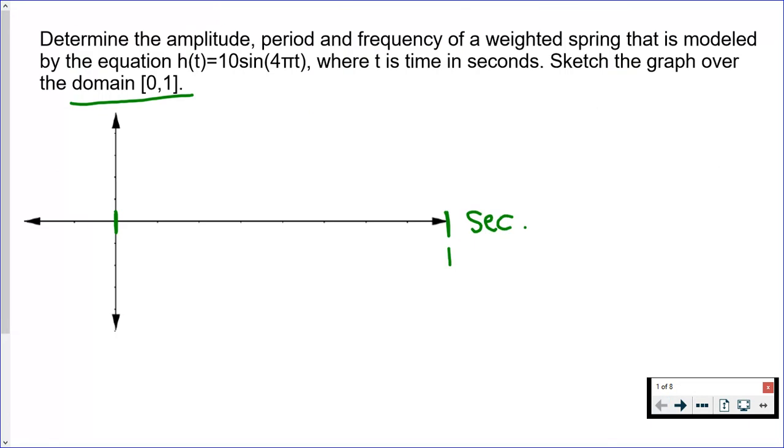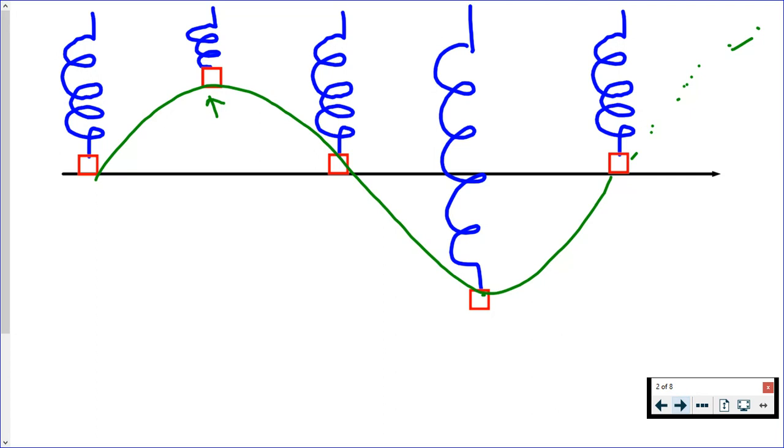So now we're actually going to graph the function, and it should look similar to what I just drew with the springs. First thing we're going to find is the amplitude. That should be easy. It's just your A value in front. The amplitude is 10. That means the graph is going to go up to a y value of 10 and down to a y value of negative 10. On our springs, this would be 10. This down here would be negative 10.